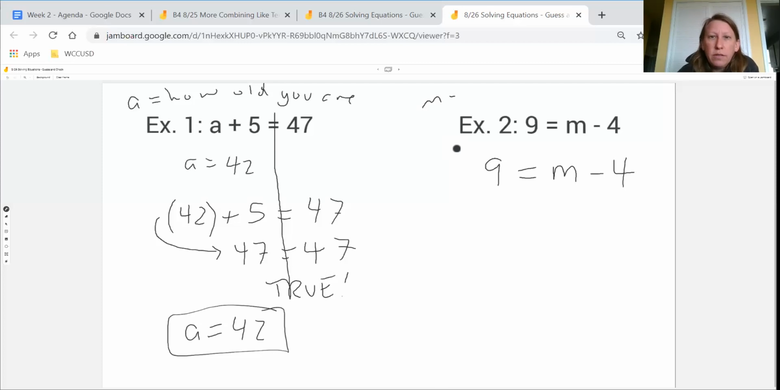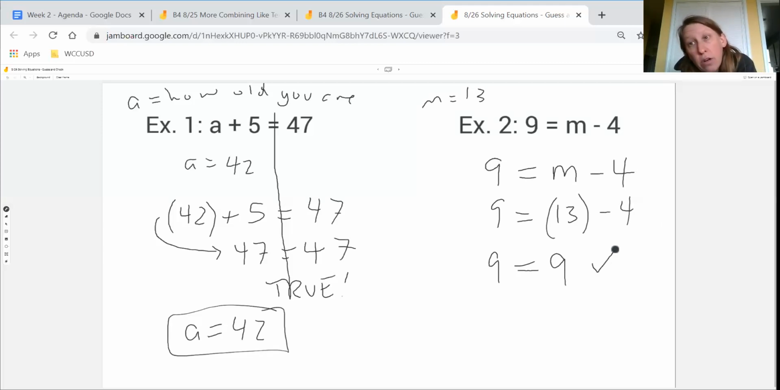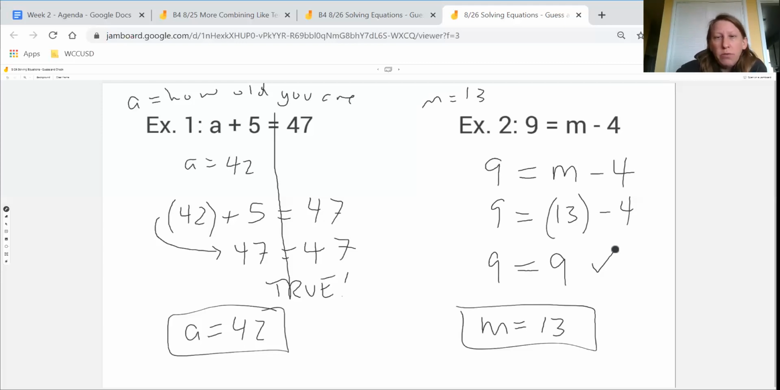Good. So I'm hearing 13. So let's plug in, let's substitute 13 for the M and see what the answer is. On a calculator, I can do 13 minus 4, or I can just count down. 13, 12, 11, 10, 9. 13 minus 4 is 9. This side was already 9. 9 equals 9. Not the answer, but it proves that the thing I thought it was is correct. So M is 13 is the answer to this problem. This is called guess and check.